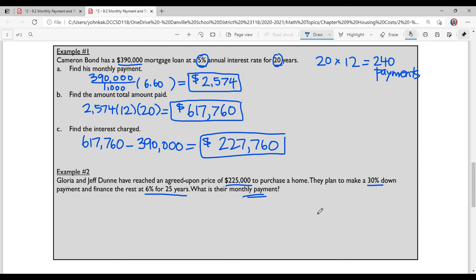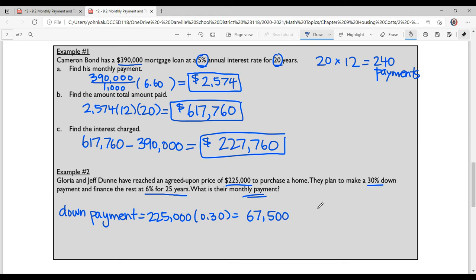Well, if you notice this time, I threw in a down payment. So if you remember from the last section, I have to deal with the down payment first. And so down payments are the price of the house multiplied by the down payment percentage. So let's first find the down payment. So you're going to take the price of the house, $225,000, and you're going to multiply by the down payment percentage, 30%. This gives a down payment of $67,500.